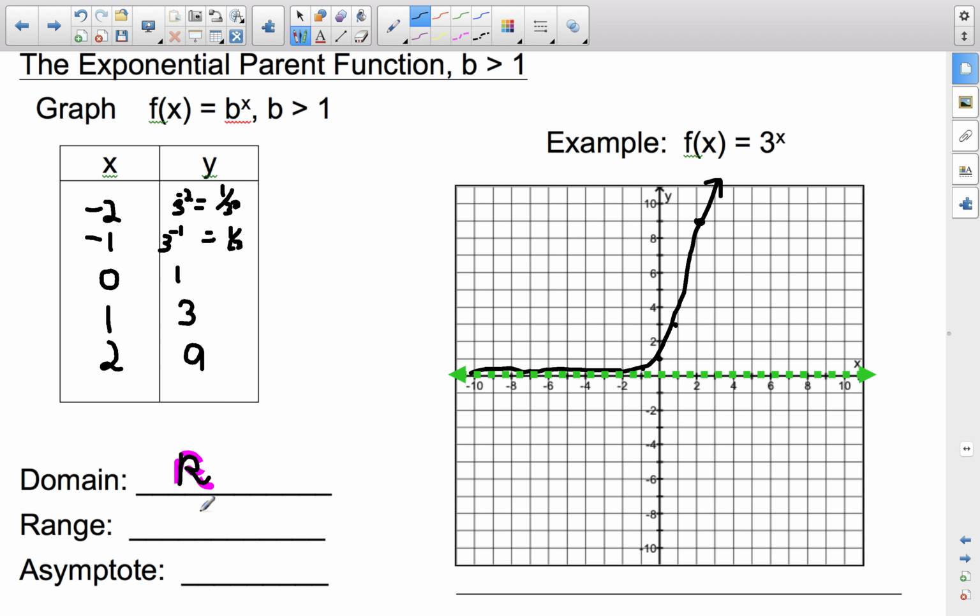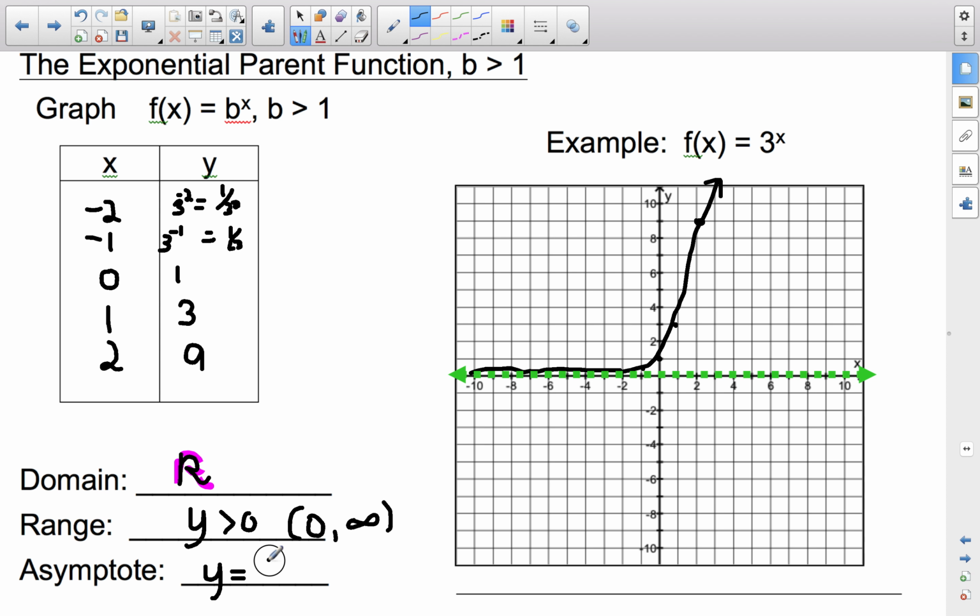All right. So the range is y. You'll notice that y is greater than 0. It doesn't equal 0. It will never get to be that asymptote. So we just write y is greater than 0. If I were using brackets, I'd use round brackets, going from 0 to infinity. Okay? And it's a horizontal asymptote, so the equation of that asymptote is y equals 0.